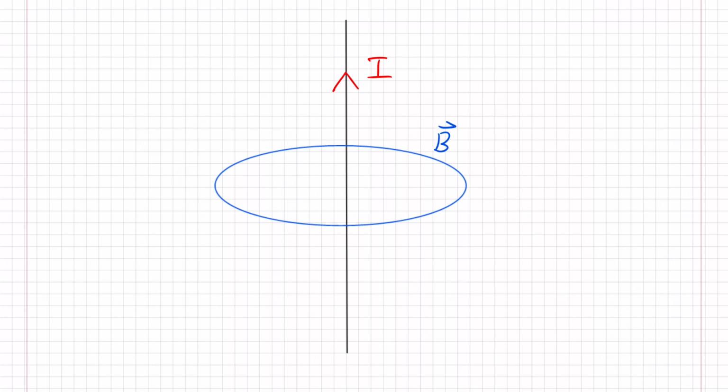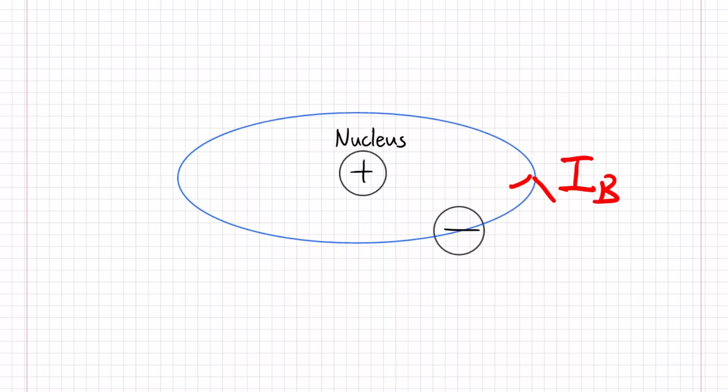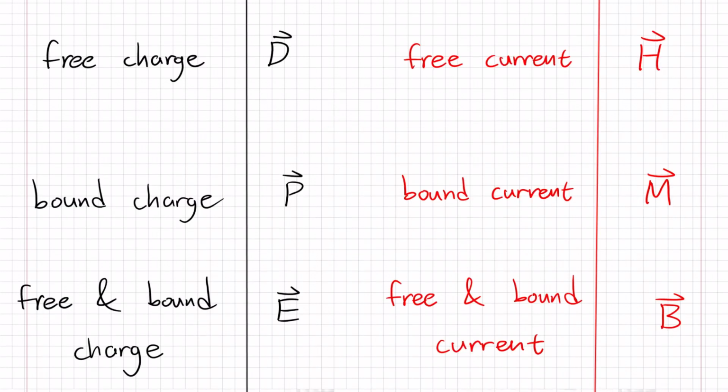Along a current flowing wire, we know that current generates a magnetic field. These currents are called free current. Inside a material, we have the electrons orbiting around atoms, which is known as the bound current, and generates a new magnetic field called the magnetization. In the case of the electric field, we know that free charge generates electric flux density field, and inside a material there's a bound charge generating the polarization field.